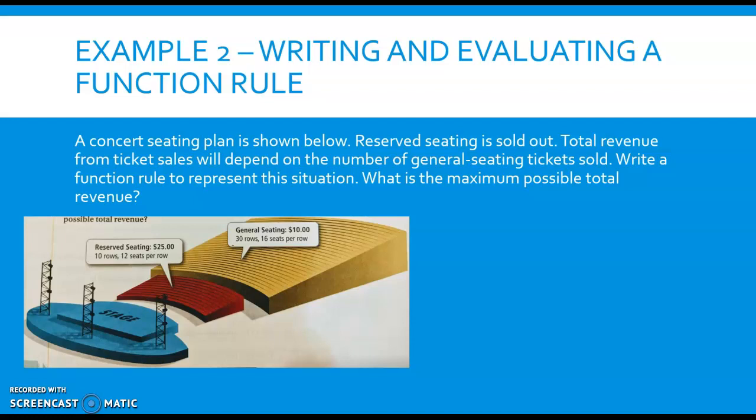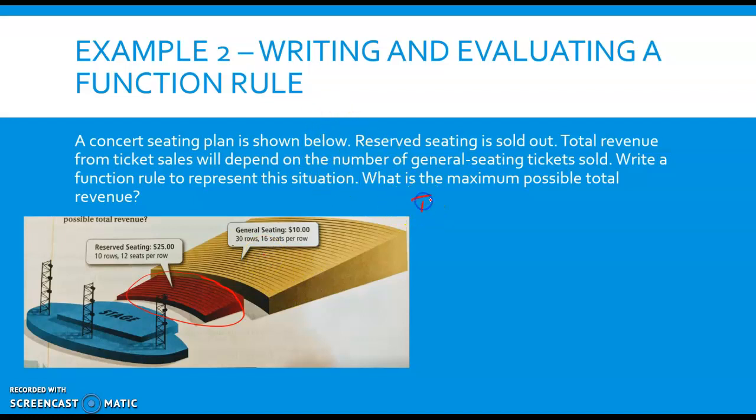All right, so a concert seating plan is shown below. Reserved seating is sold out. So that means all the seats in this reserved section are already sold. Write a function rule to represent this situation. So we want the total revenue from tickets will depend on the number of general seating tickets sold. So the yellow seats are general seats. So we want to know how to find the total revenue.